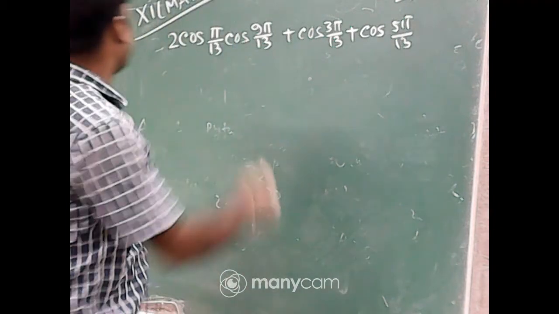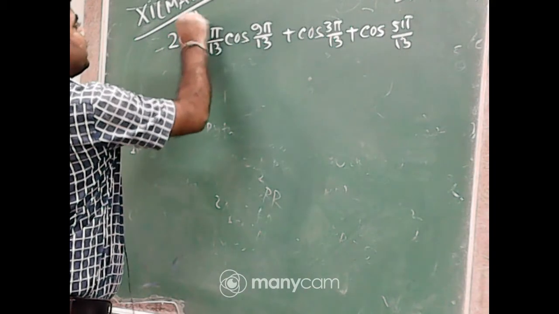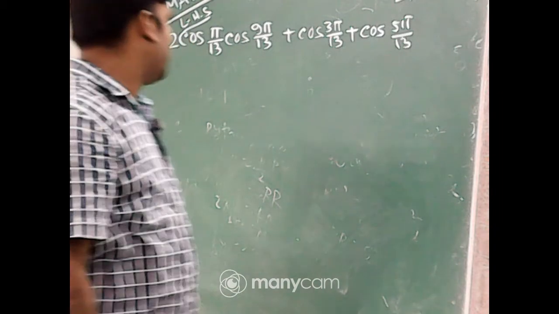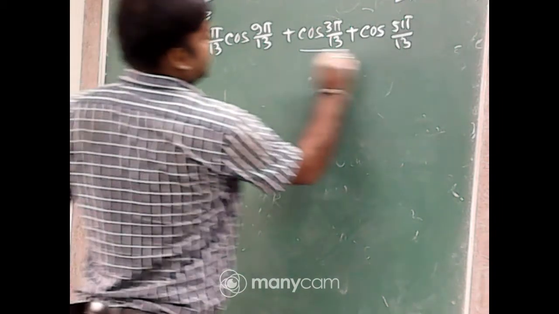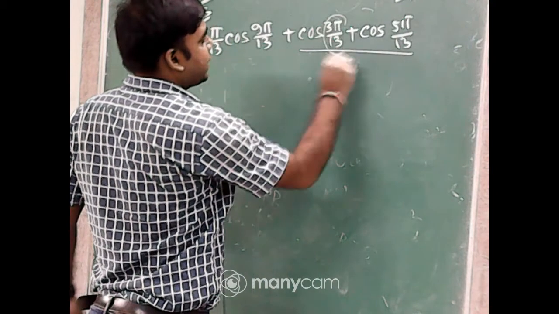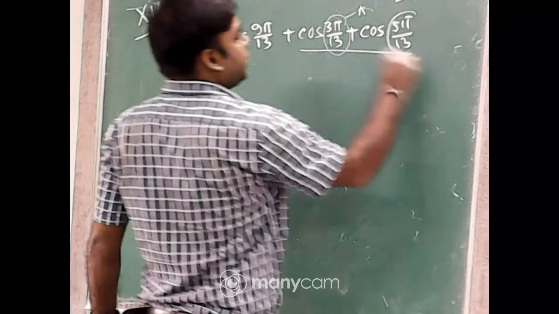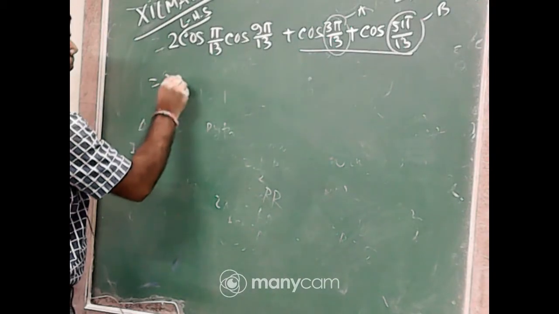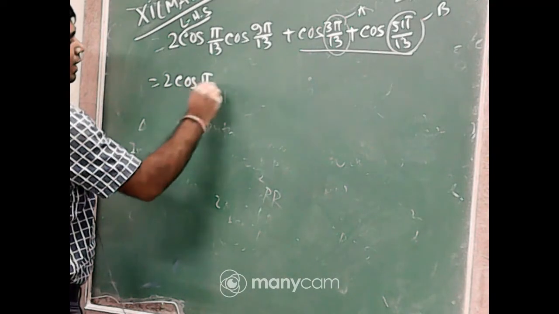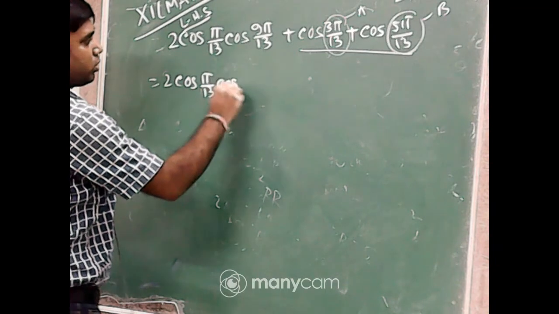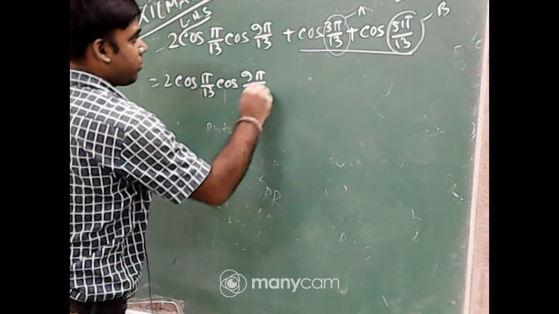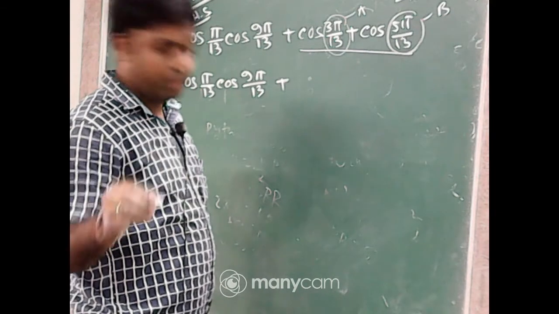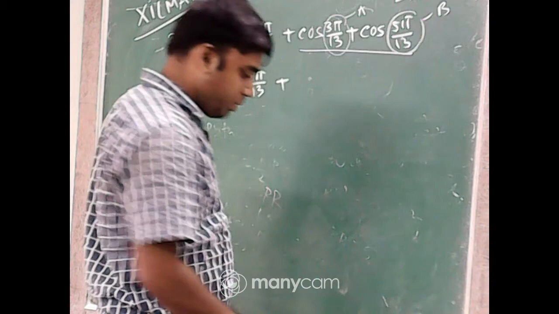Now taking the left hand side, that is 2 cos pi by 13 into cos 9 pi by 13 plus cos 3 pi by 13 plus cos 5 pi by 13. Now just change it into cos a plus cos b, taking 3 pi by 13 as a and 5 pi by 13 as b. So the formula is cos a plus cos b equals 2 cos (a plus b) by 2 cos (a minus b) by 2.